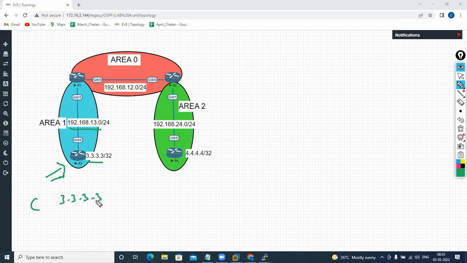3.3.3.3 slash 32, and we have 192.168.13.0 slash 24, 0 bar 0. This is loopback 0. Now, tell me, what about 12.0, 24.0, and 4.4.4.4? What type of routes are these?